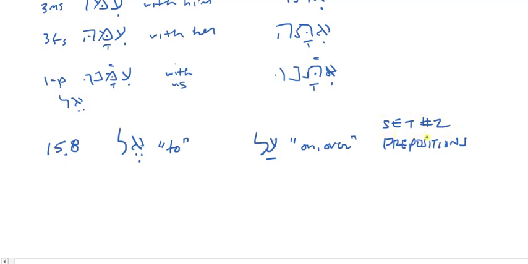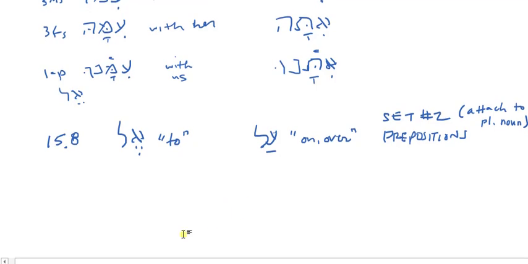Now remember, the set 2 pronouns are the ones that attach to plural nouns, right? But just keep in mind, prepositions are not nouns. Prepositions are neither singular nor plural inherently. So the deal is, some prepositions take the set 1 pronouns, like im and et, lamed and bet. Some prepositions take the set 2 pronouns, like el and al, and a few others. Okay? So let's walk through a couple of these examples here. You can see a fuller set of paradigms in your Ross textbook.